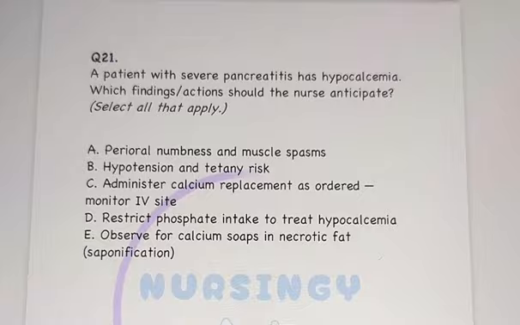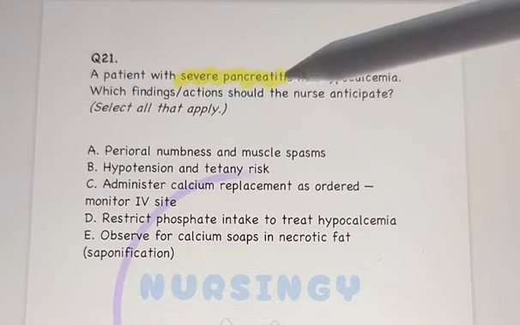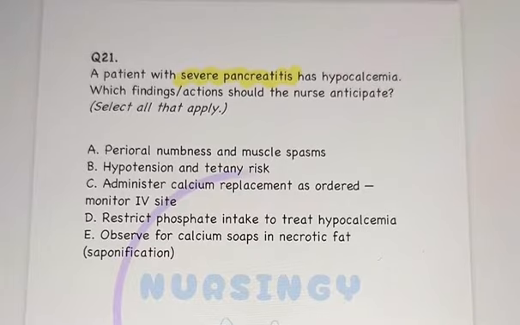hypocalcemia in severe pancreatitis. We did it in our GI problems, that is on our YouTube. Saponification, everyone knows about saponification, that's how we have low calcium. In severe pancreatitis, we have too much lipase released from the inflamed pancreas that breaks down the fat, and the fatty acid then binds with the calcium in the body, and that is called saponification, and that's why you will have hypocalcemia.